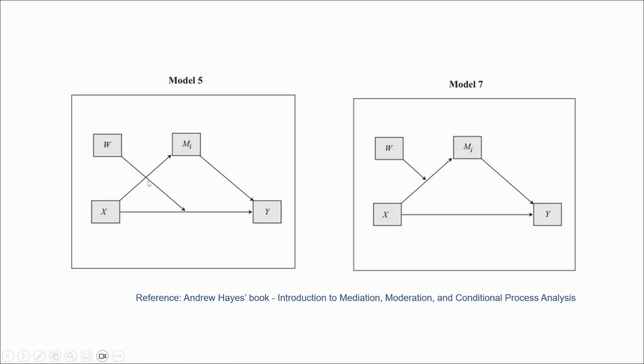But basically, the idea is that sometimes the A path interaction effect is not significant. So only the interaction effect in the C path is significant. For this case, it's model 5. Conversely, sometimes only the A path interaction effect is significant, and there's no interaction effect in the other paths. That means that you're going to use model 7.